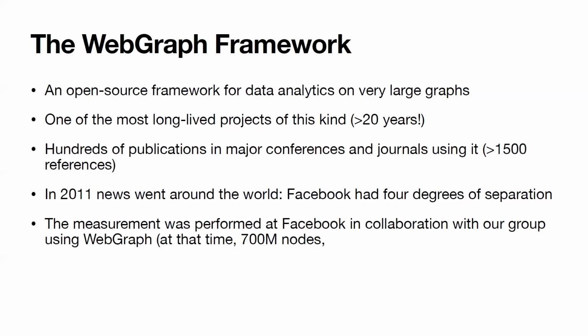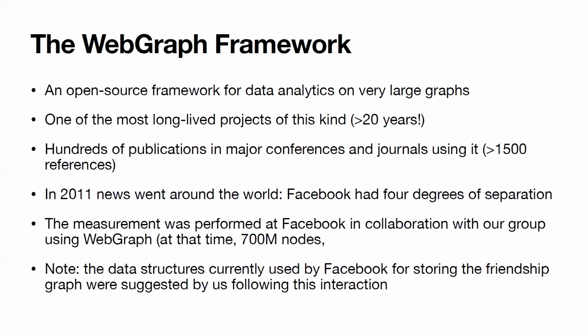Now that's because sociologists measure degrees of separation, measure distances, and there is an off by one, and there was a mistake in communicating the results. But that was done at Facebook in collaboration with us using WebGraph. And I'm sorry for the little piece of the slide that's missing. That's my fault. But essentially, at that time, Facebook would have 700 million nodes, and we compressed it in around 200 gigabytes of space. So it was very easy to analyze on reasonable hardware that cost almost $5,000, 15 years ago.